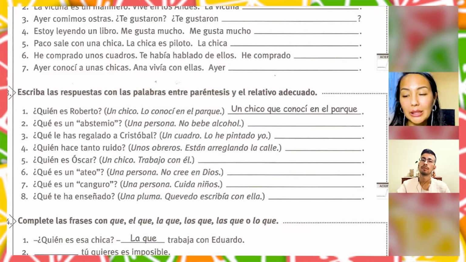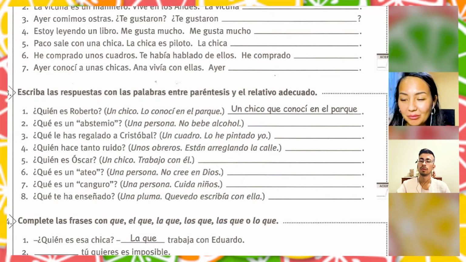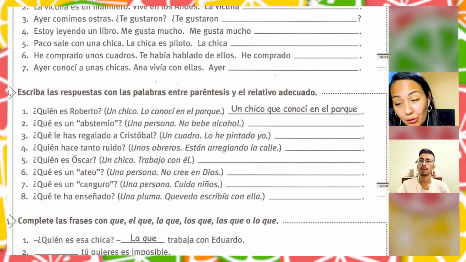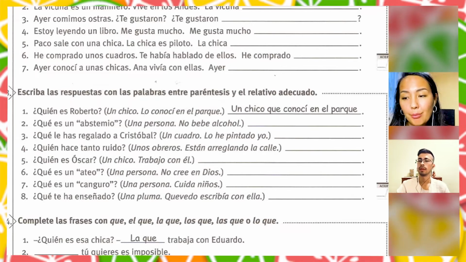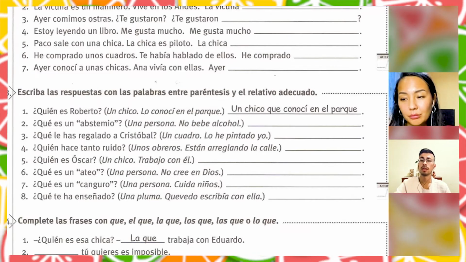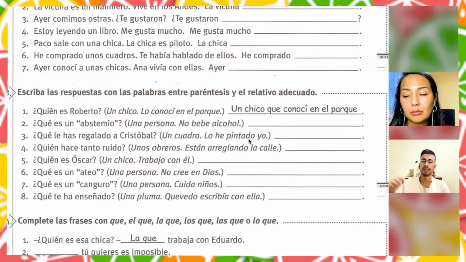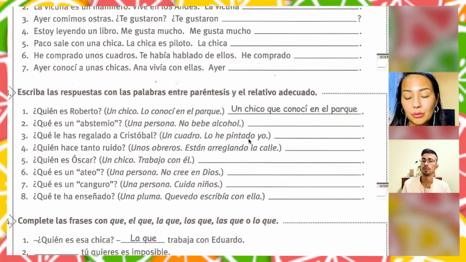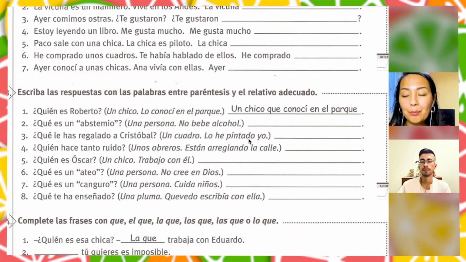Ah, yeah. Because like, why? Explain, please. Because we use que. That's why we do not use lo, and lo is for affirmations or any idea. In this case, you say lo he pintado yo. Yes, you are affirming that you painted, right? But here you put these two sentences together. Yeah, clear. Thank you.